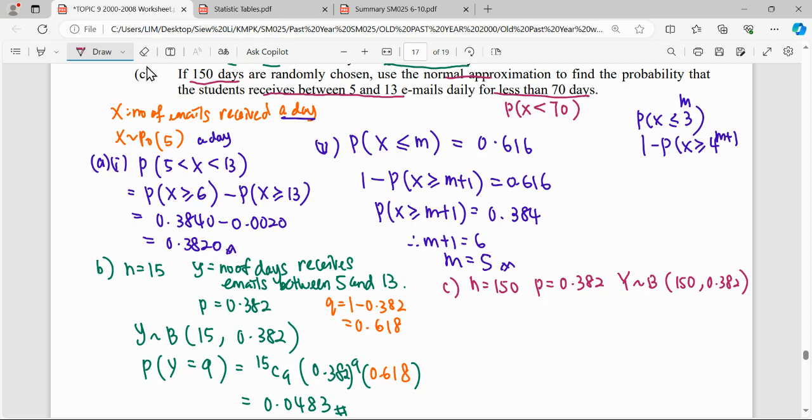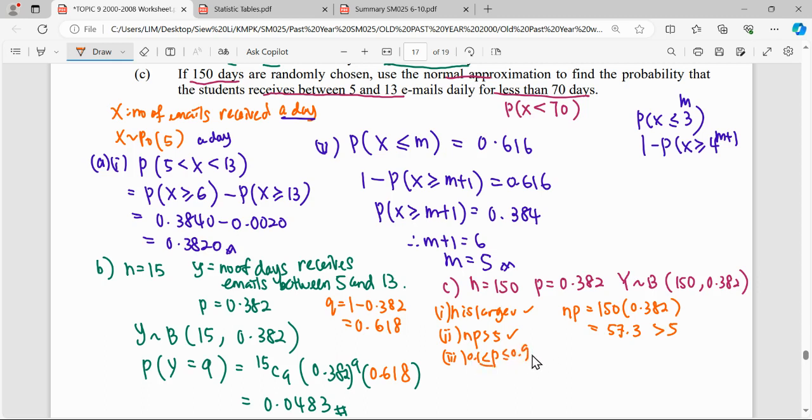Alright, so look at your conditions here. N is large. Then number 2, NP is 57 point something, more than 5, so the second condition, NP more than 5, is fulfilled. Number 3, probability in between 0.1 and 0.9 is also fulfilled. So we change to normal.